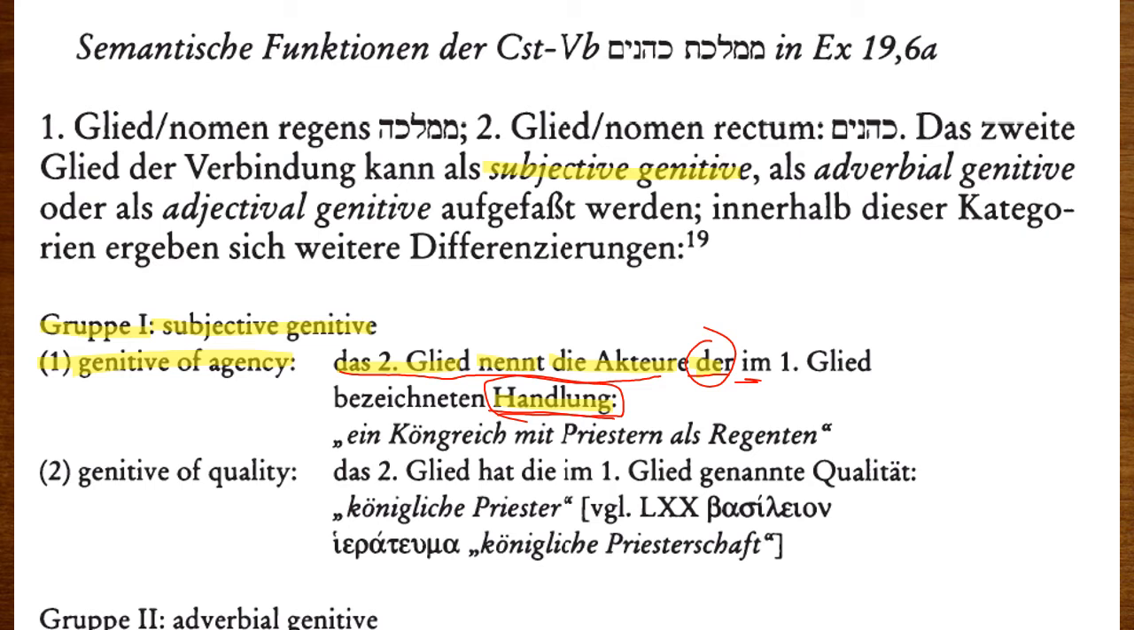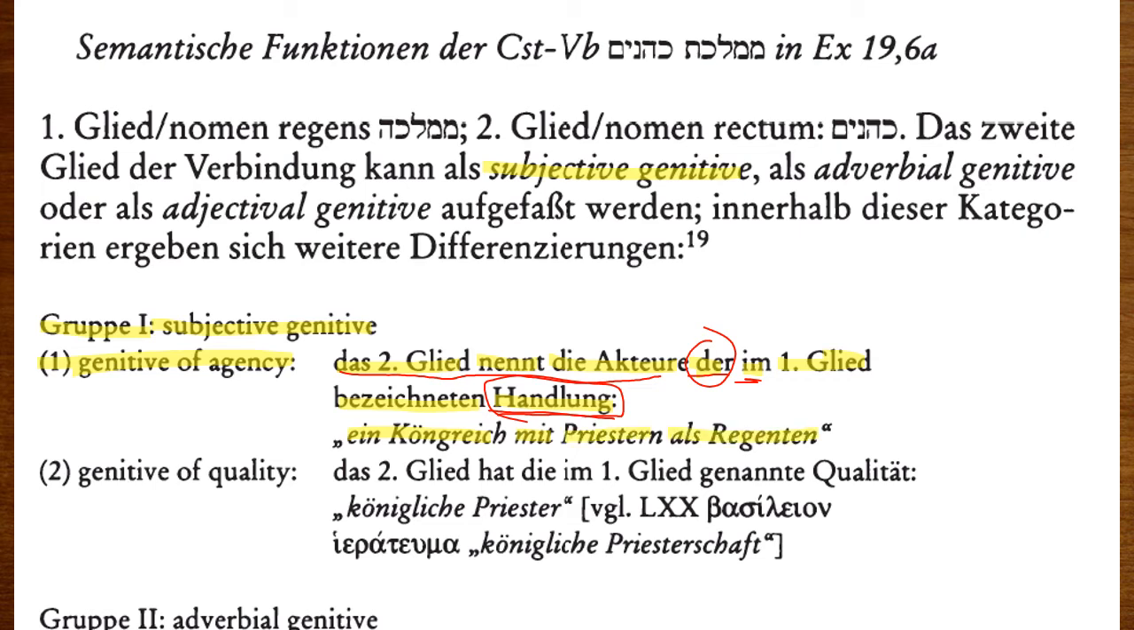So the actors of the action, and you can modify in English usually by using a relative clause, which is the easiest way to do it. So you just sneak a little relative pronoun in here, even though there isn't one in German. You say the actors of the action who in the first element, and here you have an adjective, named or indicated. And so you can smooth that out and say the second element names the actors who are named or indicated in the action of the first element. Okay, so that's the relationship. And then it gives you an example. A kingdom with priests as rulers.